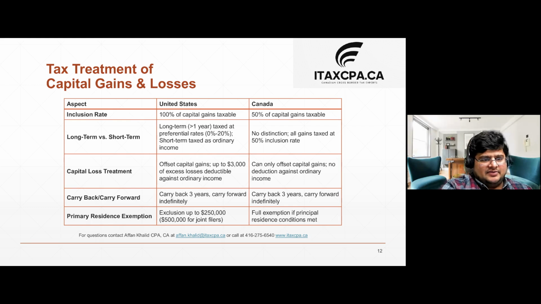I think we have covered everything on this slide. Short-term, long-term gain, we have no distinction. All the gains have a 50% inclusion rate, and whatever portion is included is subject to the progressive tax rates. Okay, so let's continue.